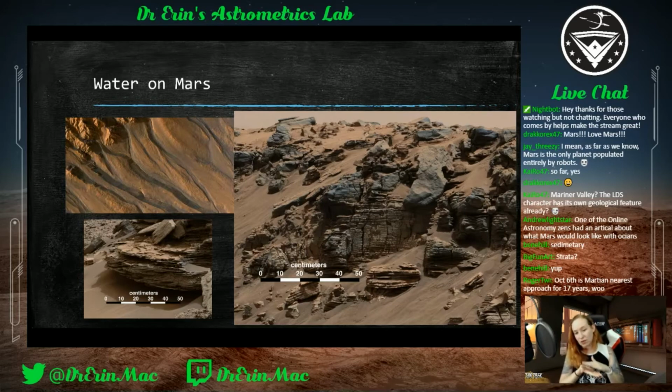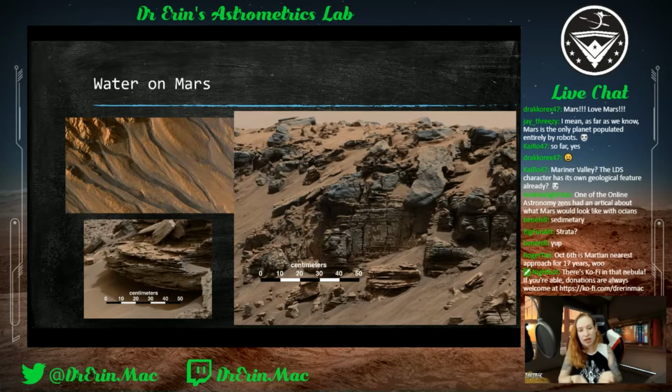Curiosity is in Gale Crater, which was a good candidate because it's big, wide, and shallow, and it looked like if there was water on the surface, it would have pooled in Gale Crater. And so that's why we sent Curiosity there. And indeed, we found this sedimentary rock.